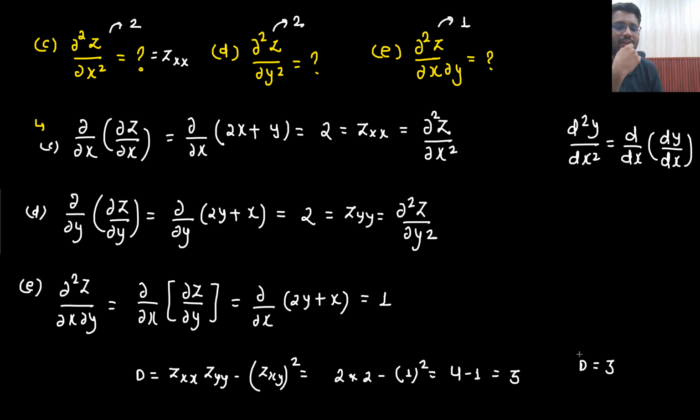Sir, why are you defining it? What is the significance of this? We will understand later on, but I just felt like defining it, that's why I have defined it. Zxx dot zyy minus zxy whole square. This is what I have defined. Value is coming out to be 3, which is greater than 0. This greater than 0 will have some significance.